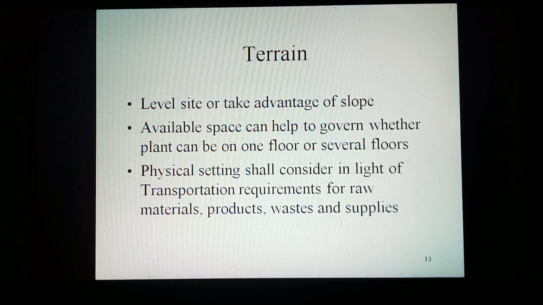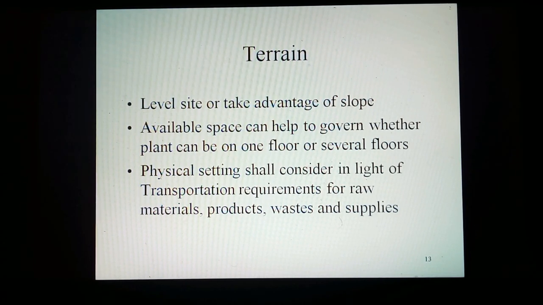Terrain. In the first place, consideration should be given to the physical setting. It should not automatically be assumed that it is necessary to level the site. There may instead be ways that the process can take advantage of whatever slopes are present. With respect to terrain, assessment should be made whether there is adequate space in general. If not, ingenuity will be required to meet such requirements as those for flares.